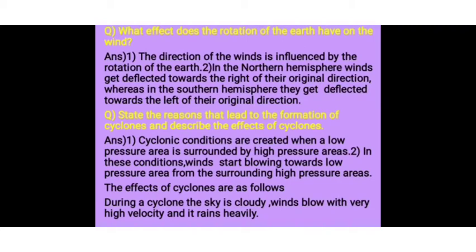Question: State the reasons that led to the formation of cyclones and describe the effects of cyclones. Answer in points. Number 1. Cyclonic conditions are created when a low pressure area is surrounded by high pressure areas. Point number 2. In these conditions, winds start blowing towards low pressure areas from the surrounding high pressure areas.